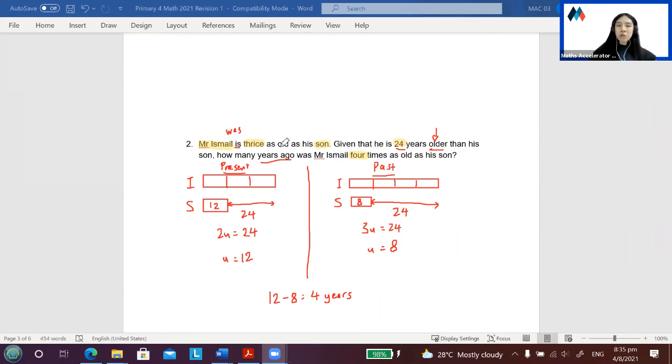So what do you want to highlight? You want to highlight your numbers, your identities, that is your people, or if you have balls, then you highlight your balls. So here Mr. Ismail and his son are your 2 identities. Then after that, you want the relationship between the identities. That is your thrice here and 4 times. How many times as old as his son was Mr. Ismail? How many times as old as his son is he now? And how many times as old as his son was he in the past?